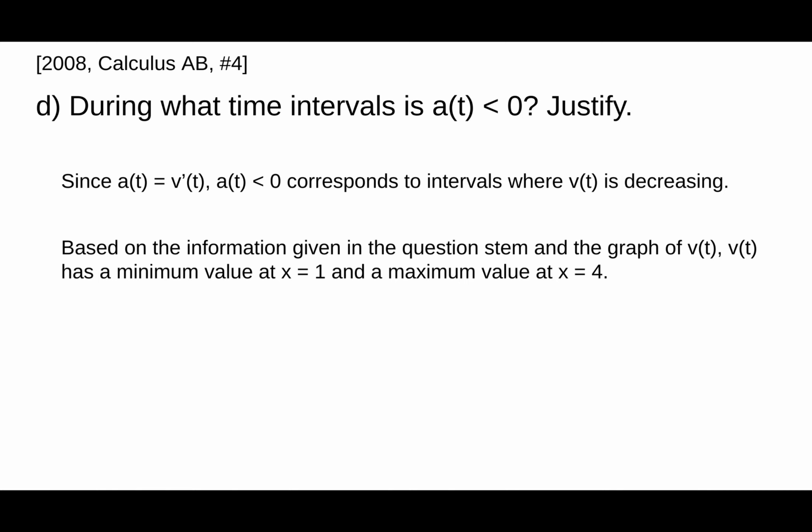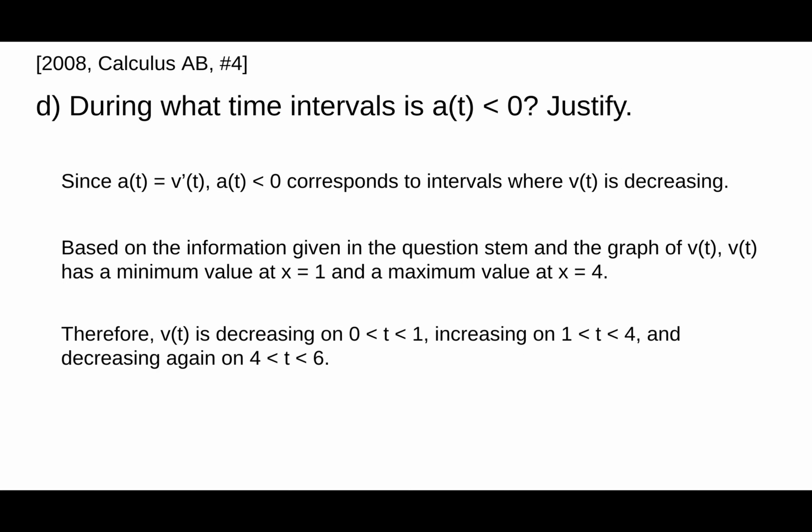Based on the information given in the question stem, where v of t has a horizontal tangent line, we know that v of t has a minimum value at x equals 1 and a maximum value at x equals 4. Right? We therefore conclude that v of t is decreasing from 0 to 1, increasing from 1 to 4, and decreasing again from 4 to 6.